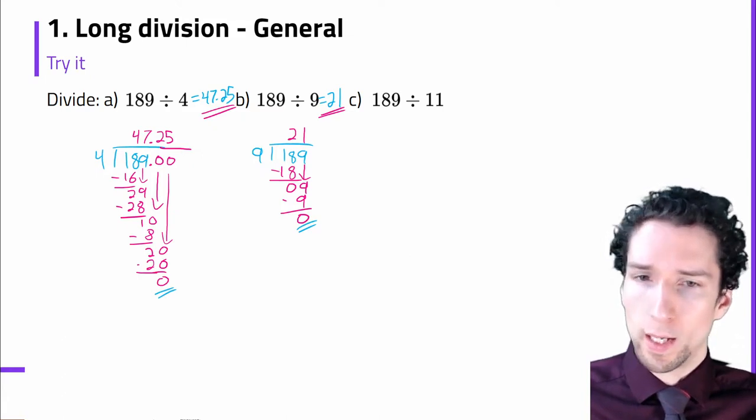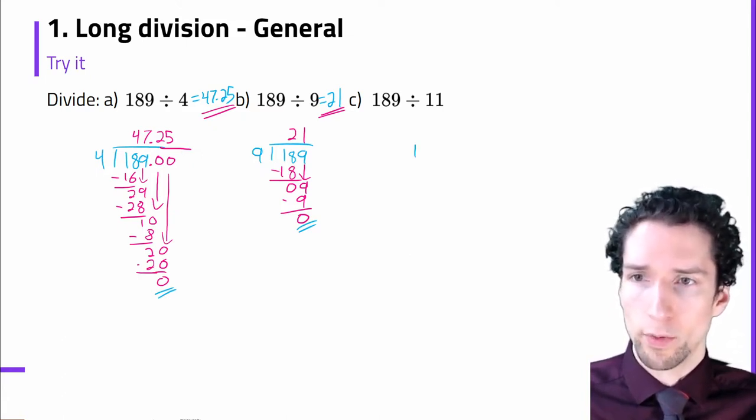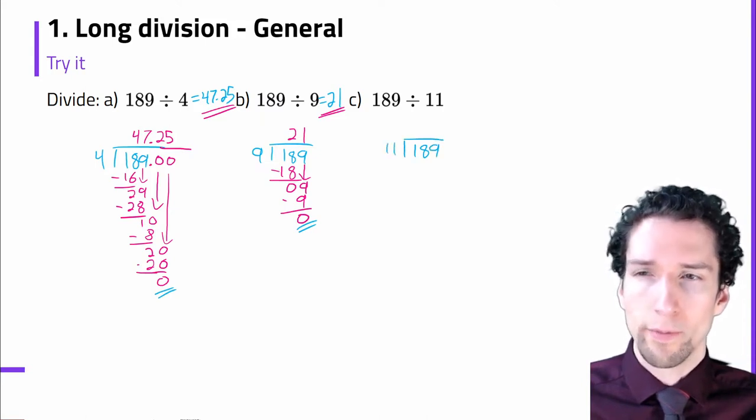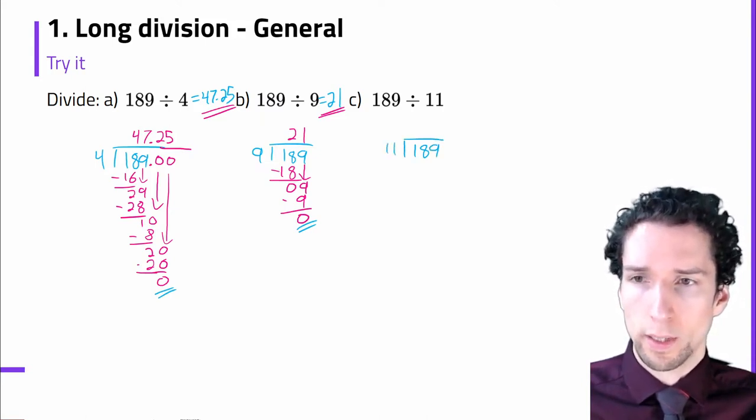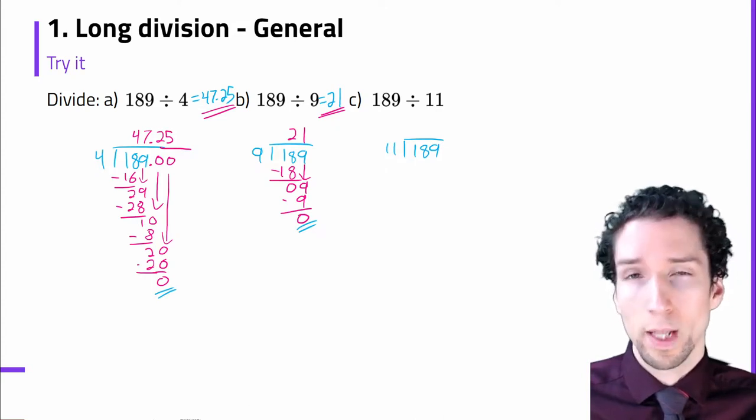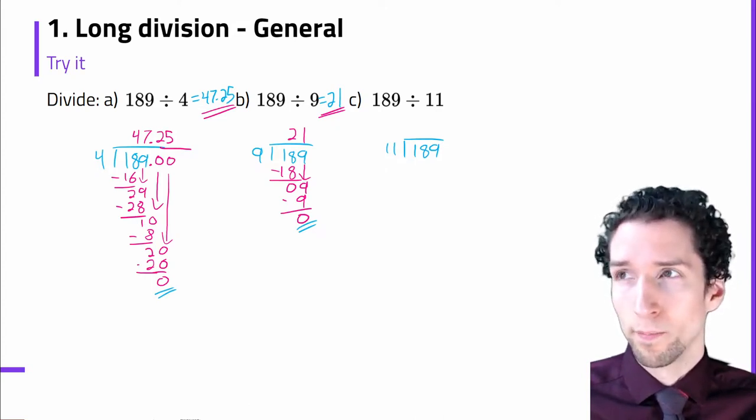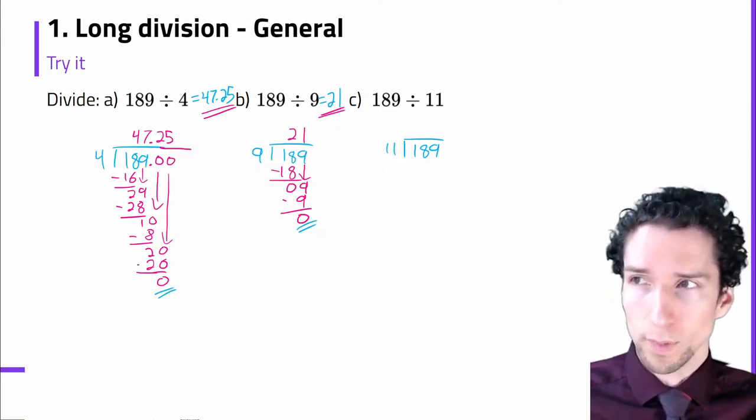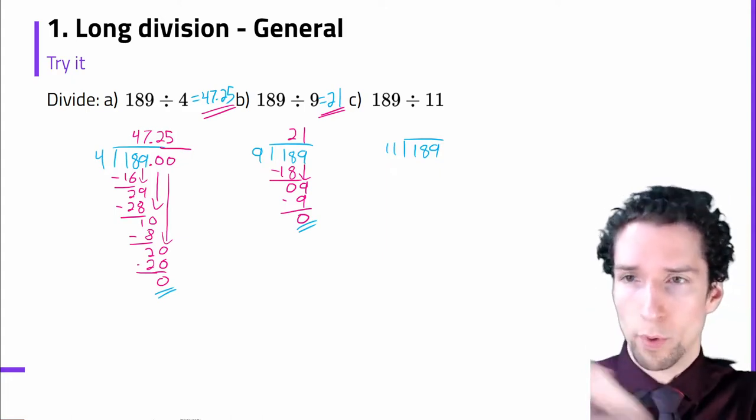Okay, last one, 189 again, divided by 11. This looks like it will not go in cleanly, and with 11, that means we'll have an infinite decimal, but it will repeat. We'll have 2 digits, and then that will repeat forever.